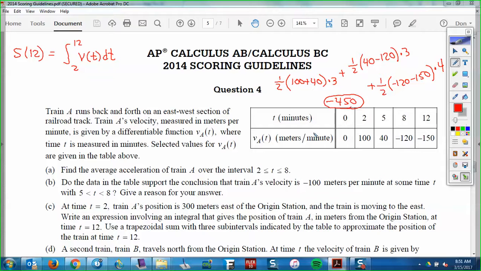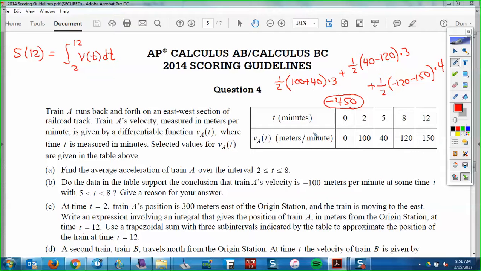But S of T, well, we have to be careful here. Now think about this a minute. If they wanted just an expression for the position at any time, we could have done S of T, and then this interval could have gone from 2 to T. But if I'd used T up here, I couldn't use it in here. I'd have to use something else, right? But we just wanted the position at 12. So S of 12 would be the integral from 2 to 12 of V.